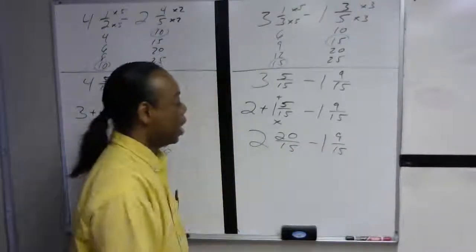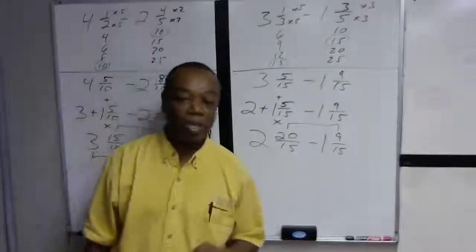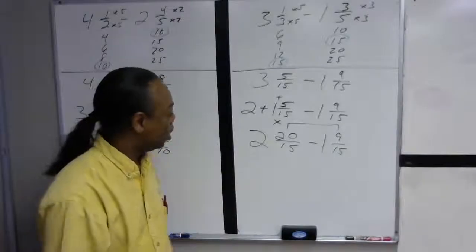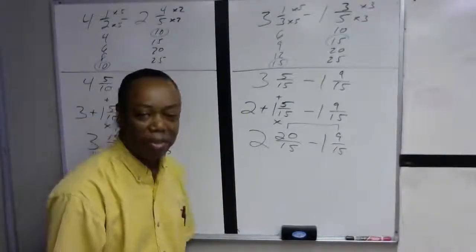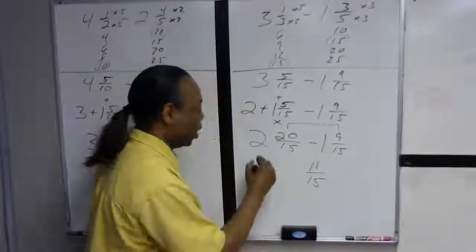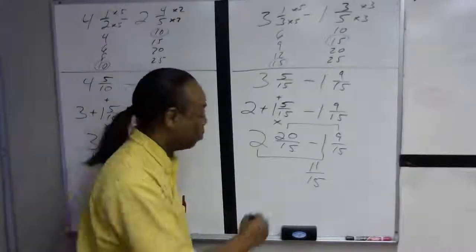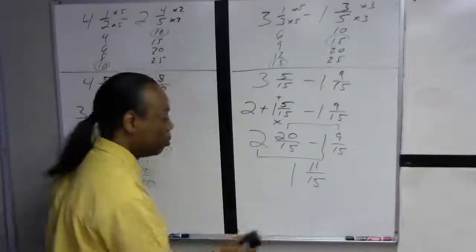Okay. Now we can finally subtract our fractions. 20 15ths, take away 9 15ths, leaves 11 15ths. And then our whole numbers, when we subtract those, 2 minus 1 will leave 1. We're done.